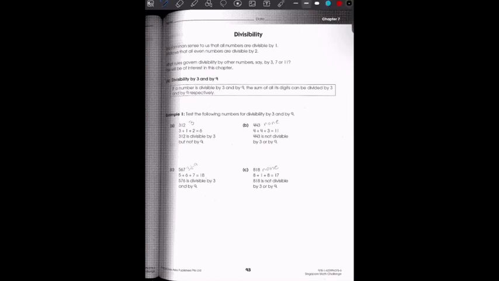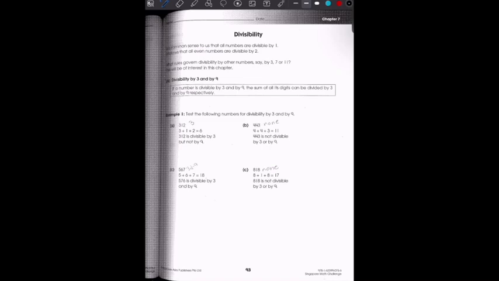Then we also have divisibility rules for other numbers as well. And so how do we know if numbers are divisible by 3, 7, or 11? And so we'll talk about multiple divisibility rules and go over some practice problems. And so for 3 and 9, if a number is divisible by 3 and 9, then that means that the sum of all its digits can be divided by 3 and 9.